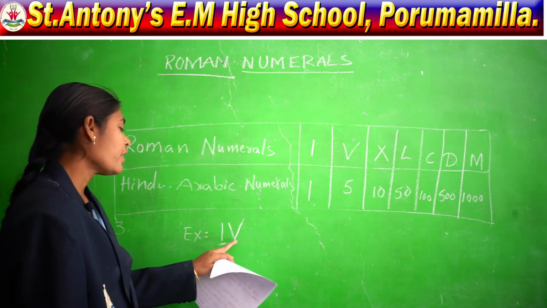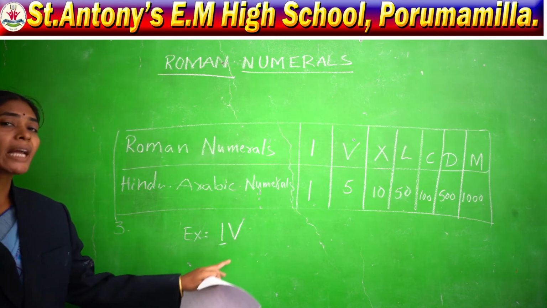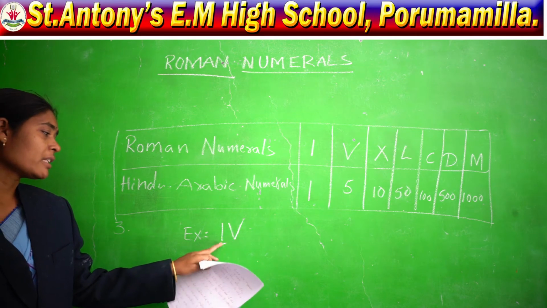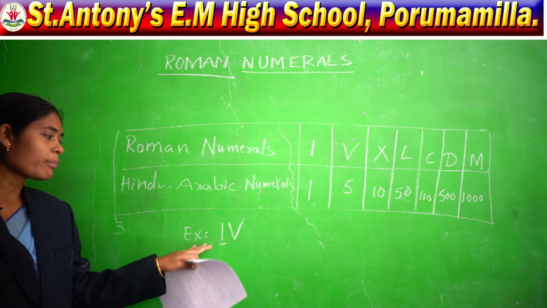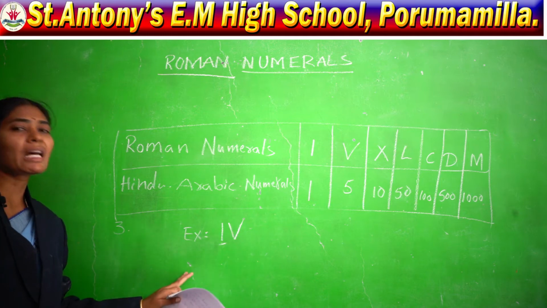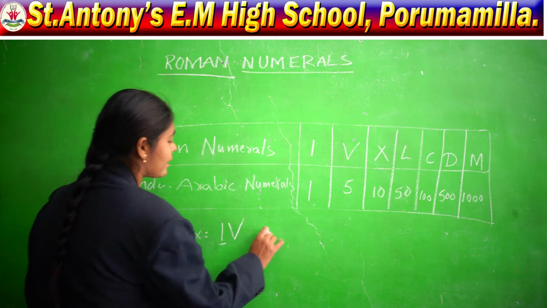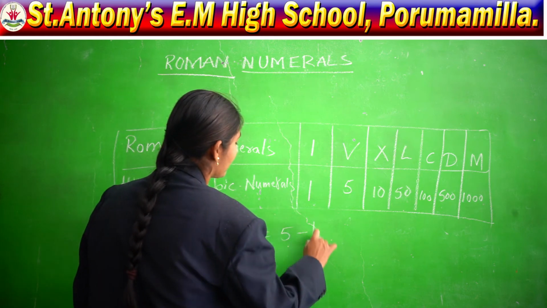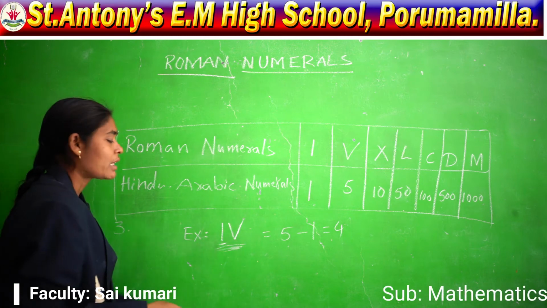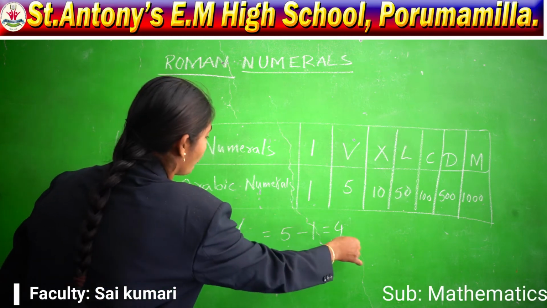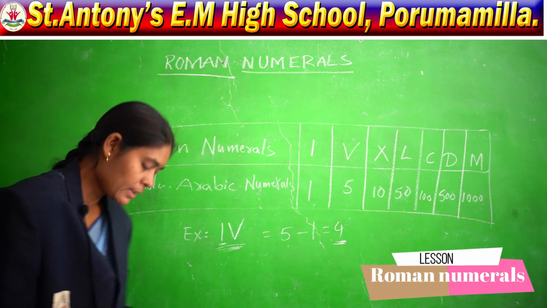Example: 5 is bigger than 1, 1 is smaller than 5. Then where is the 1, after or before? Before the bigger value, the small number comes, so immediately you have to subtract. That is equal to 5 minus 1, which is 4. What is this Roman numeral? 4. Completed, ma?